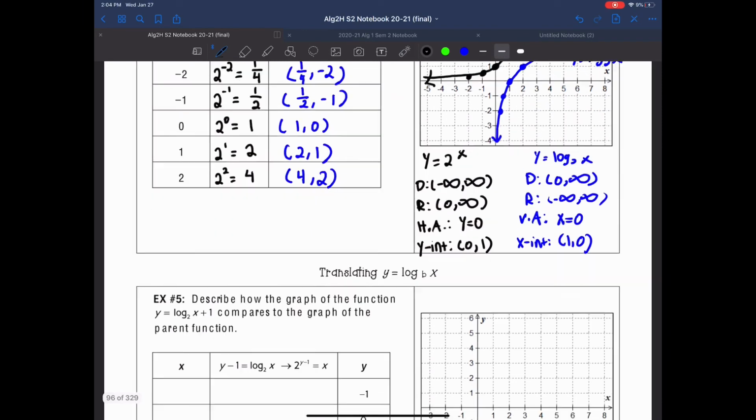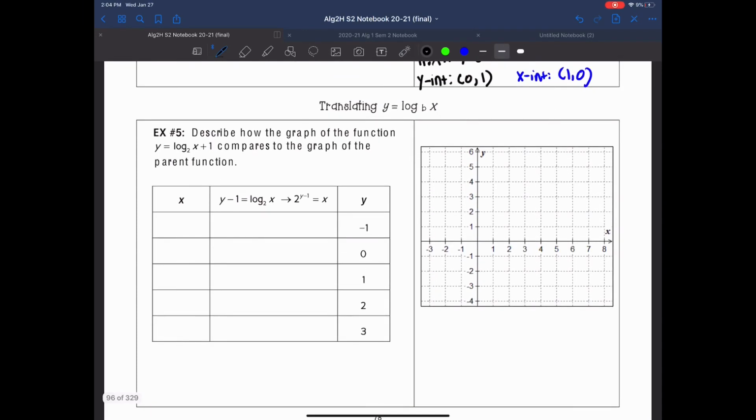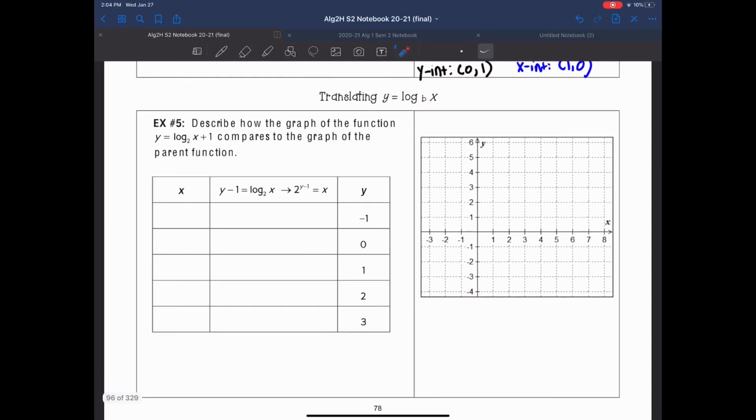All right, example number 5. Now we are going to be looking at translating y equals log base b of x. So describe how the graph of the function y equals log base 2 of x plus 1 compares to the graph of the parent function. Okay. Well, let's go ahead and figure out what we have going on here.